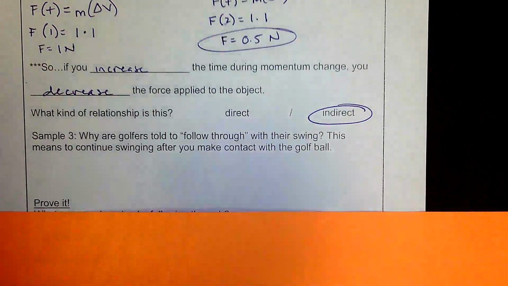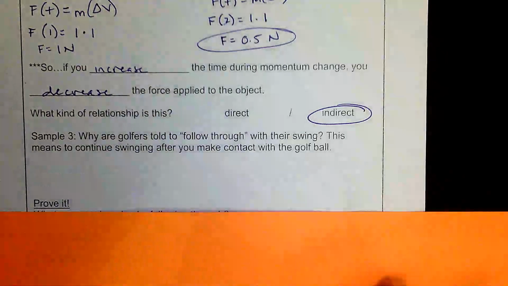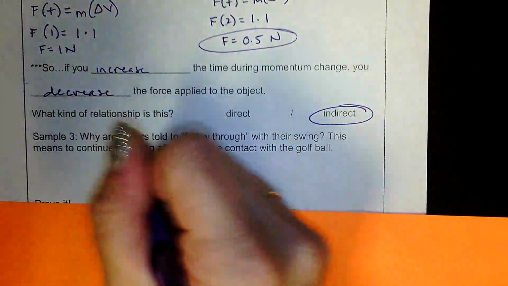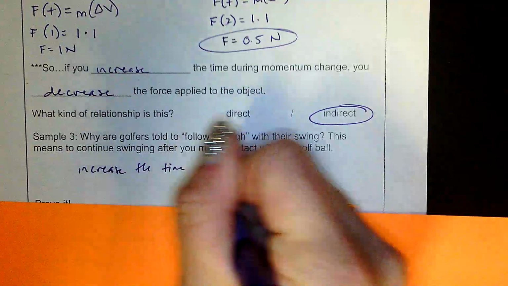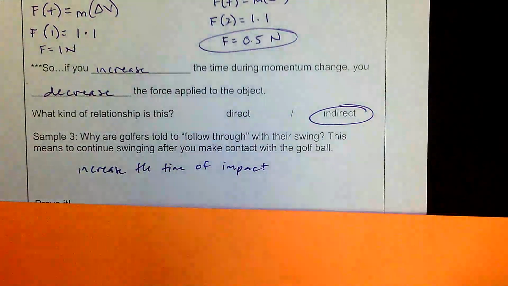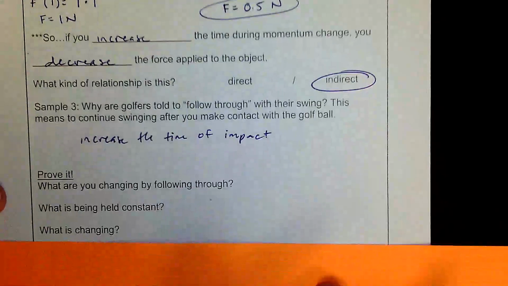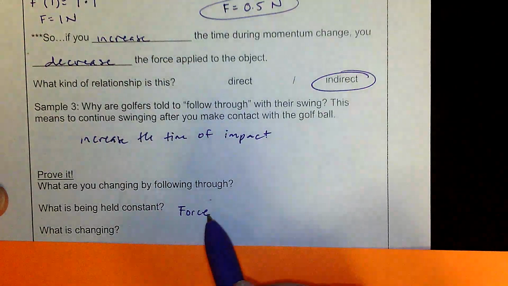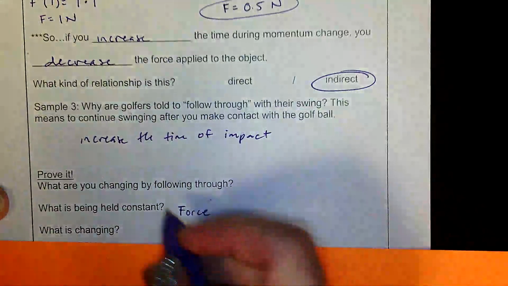All right, so why are golfers told to follow through with their swing? Well, if you follow through with something, you get to keep in contact longer, so you get to increase the time of contact, or you can say that impact again too, right? So sometimes we want to increase the time, but what's going to remain constant is the force, right? Because a golfer is going to hit the ball with the same amount of force that they can muster.